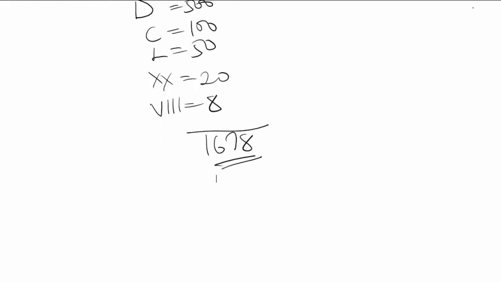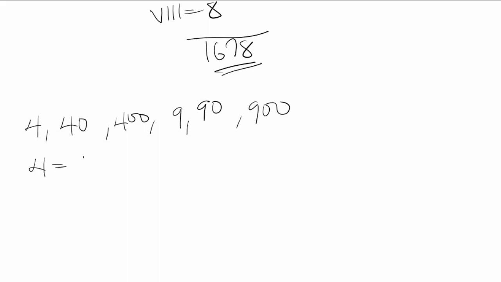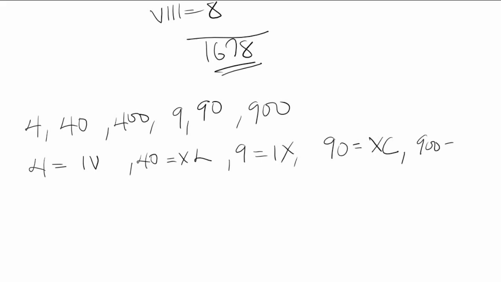I also want you to take note of something. Take note of the Roman numerals for these numbers: 4, 40, 400, 9, 90, 900. 4 is IV, 40 is XL, 9 is IX, 90 is XC. And 900 is CM.